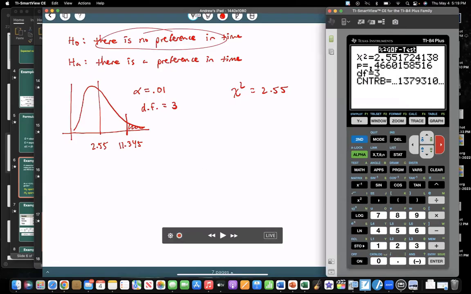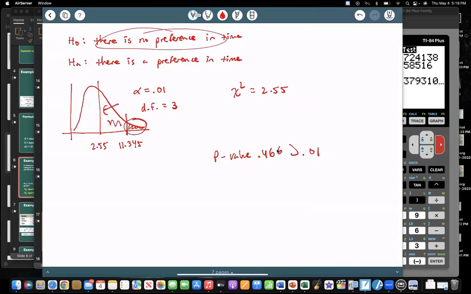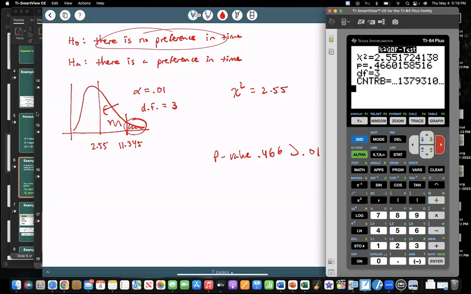Remember, you can also use your p-value. My p-value here is 0.466, which is much larger than alpha. So remember, if I have a larger area, basically this area plus more area, that means we have to be outside the critical region. So if p is greater than alpha, don't reject H sub 0.